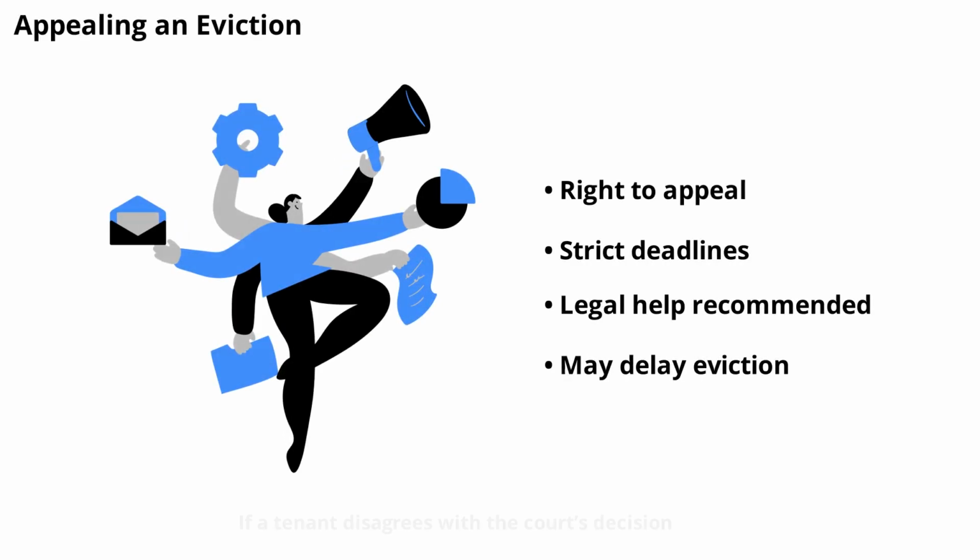If a tenant disagrees with the court's decision, they may have the right to appeal. The appeals process involves filing paperwork with a higher court and may require legal representation. Appeals can delay the eviction, but tenants must follow strict deadlines and procedures. It's important to act quickly and seek legal advice if considering an appeal.